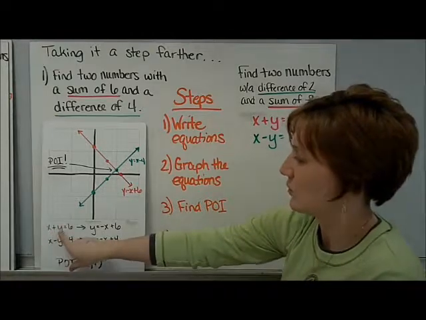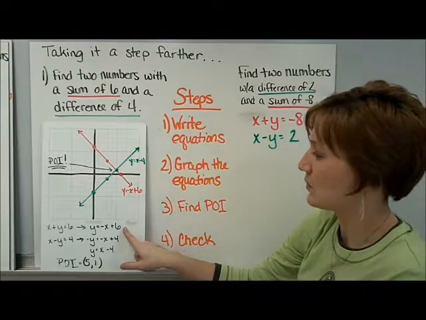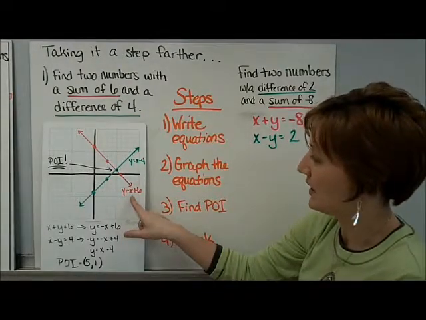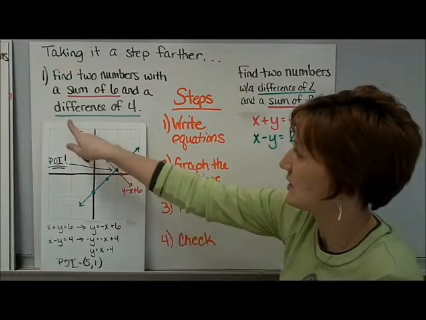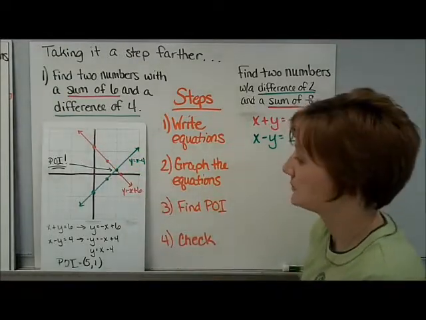We said x plus y is 6. You need to rearrange that, so we end up with y equals minus x plus 6. Graphed that line, minus x plus 6 looks like this. This is the two numbers put into the sum equation.